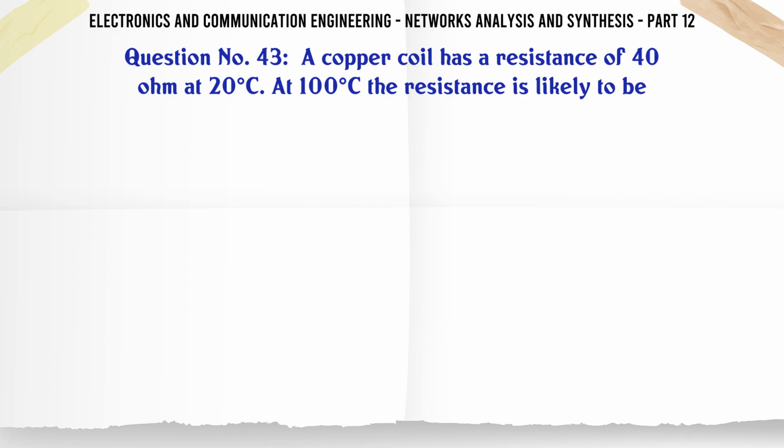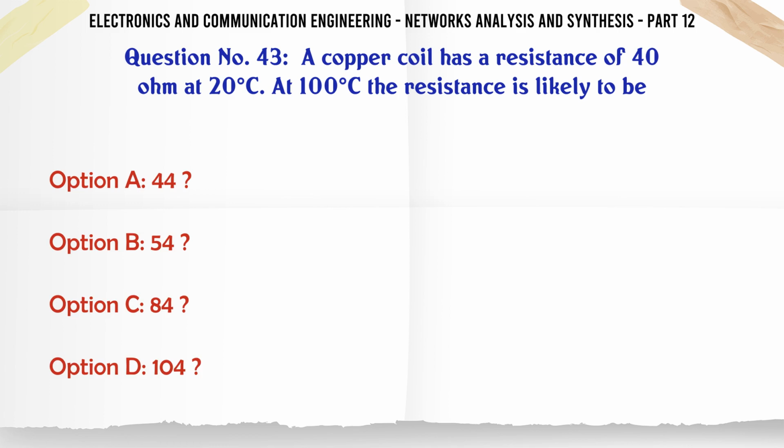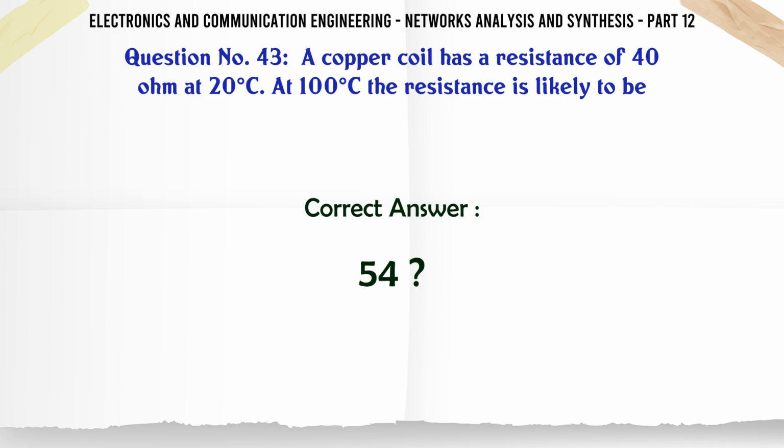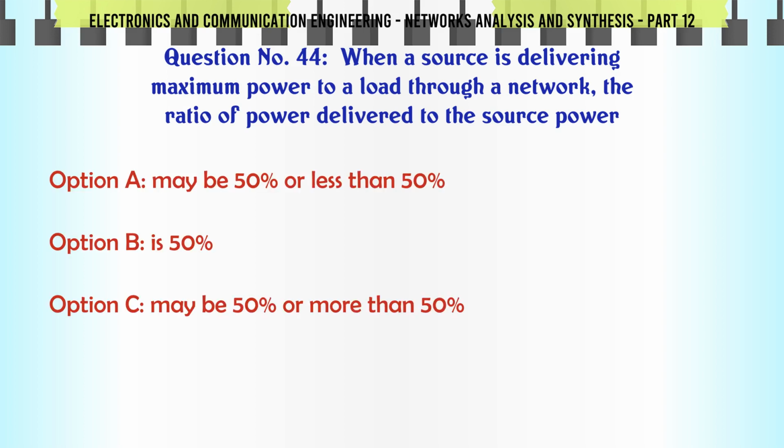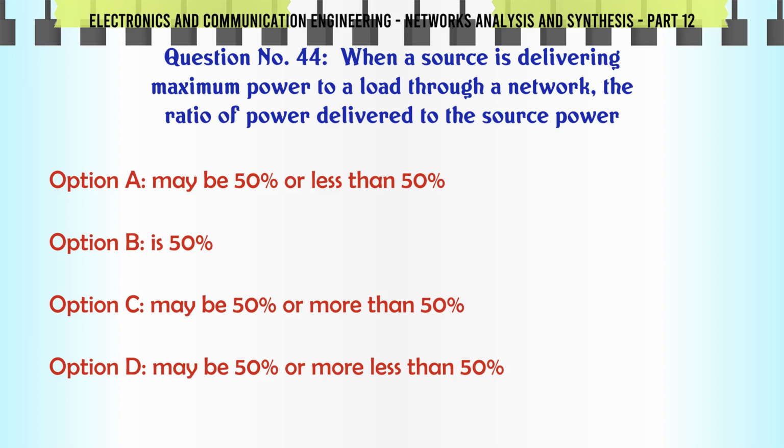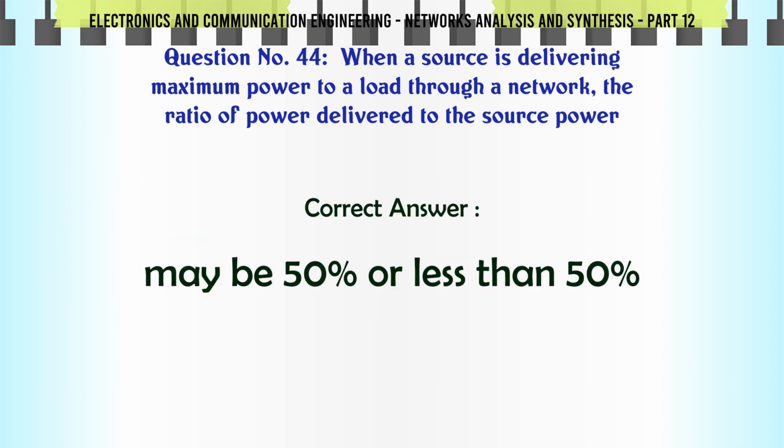When tracing through a resistance, we always get a voltage drop. A) true, B) false. The correct answer is false. A copper coil has a resistance of 40 ohm at 20 °C. At 100 °C, the resistance is likely to be A) 44, B) 54, C) 84, D) 104. The correct answer is 54. When a source is delivering maximum power to a load through a network, the ratio of power delivered to the source power A) may be 50% or less than 50%, B) is 50%, C) may be 50% or more than 50%, D) may be 50% or more less than 50%. The correct answer is may be 50% or less than 50%.